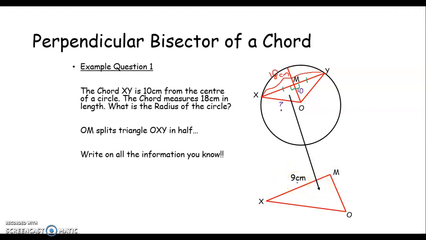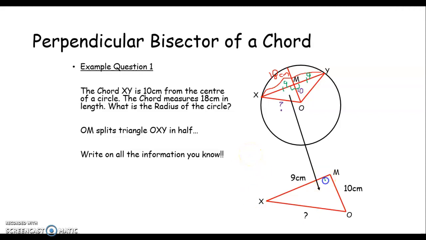Now how do we get 9? Well, we knew this whole chord was 18, but we know that the radius splits it in half, so each of these is going to be 9. So we know XM is a length of 9. We already know that OM is 10 centimeters, and we're trying to find OX, that radius.